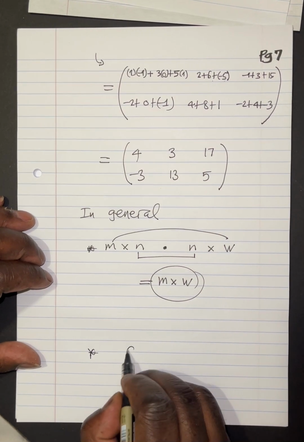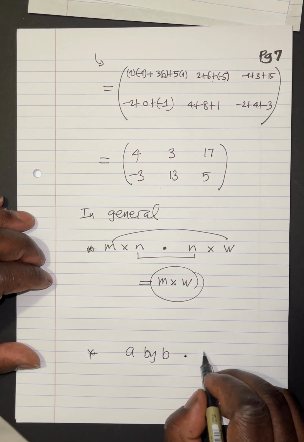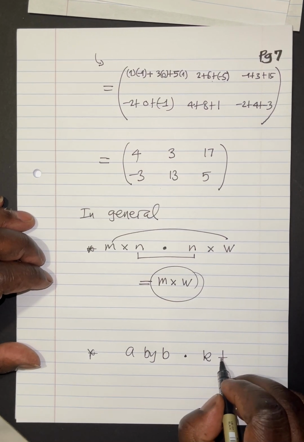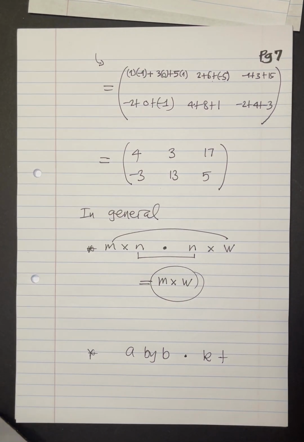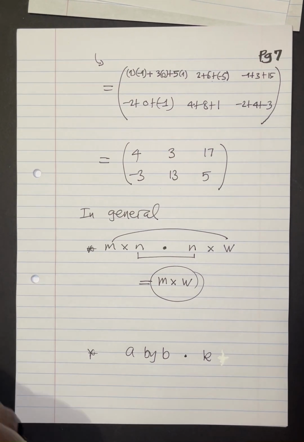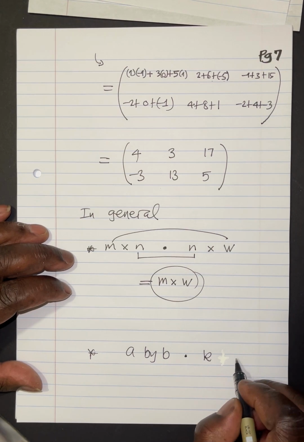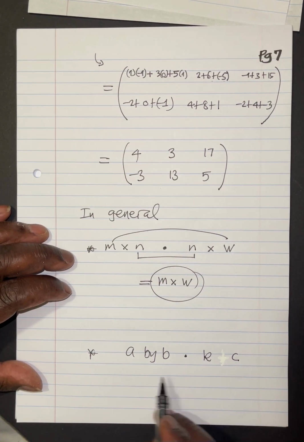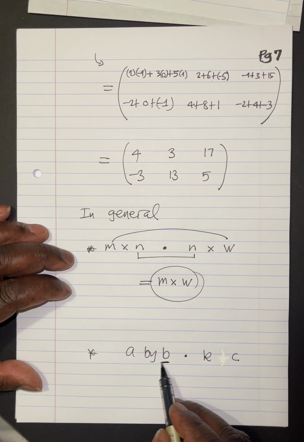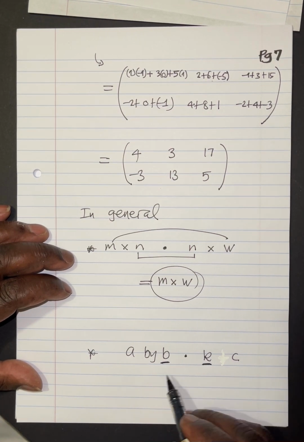If you have A by B multiplied by K by C, for example, I want to use a different letter. There is no way you can multiply these matrices because the number of columns of the first matrix on the left is not equal to the number of rows of the matrix on the right. So this multiplication is impossible.